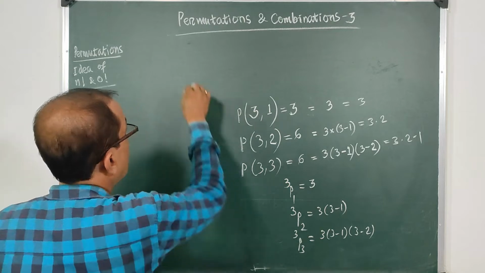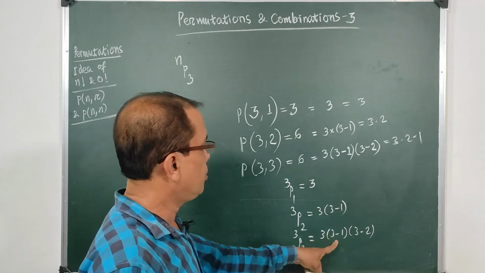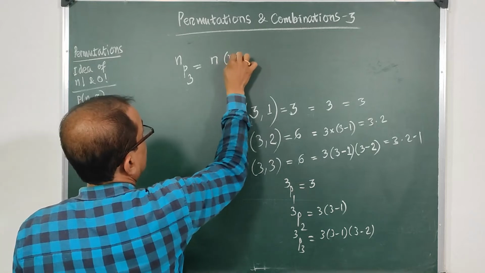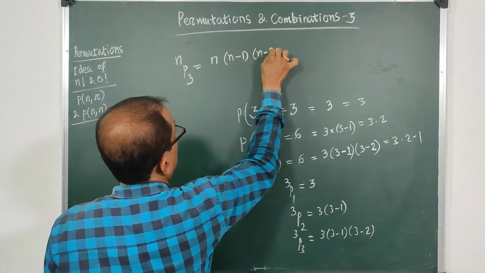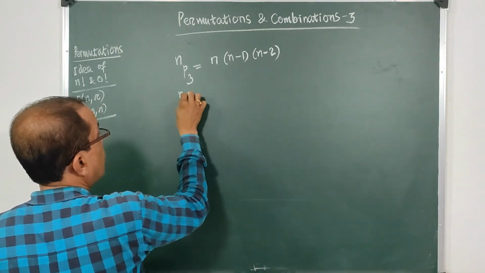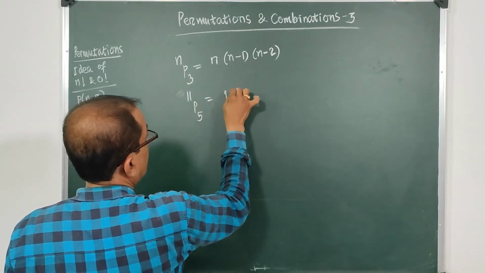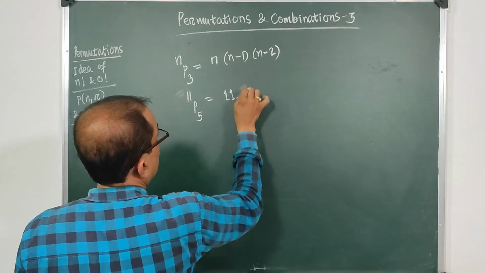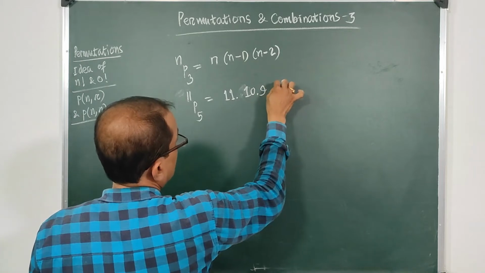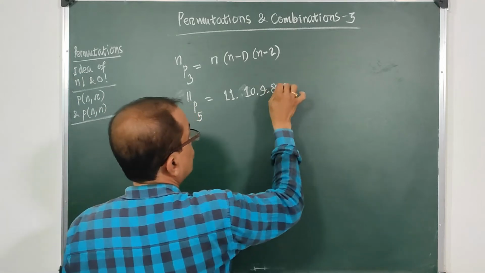Now you can say what will be nP3. If 3P3 is 3, 3 minus 1 and 3 minus 2 multiplied, then the first choice will be n, the second will be n minus 1, the third will be n minus 2. Now we got a formula. So if we are asked, say 11P5, the first choice will be 11, the second will be 11 minus 1, so 10, the third will be 11 minus 2, so 9, the fourth will be 11 minus 3, so 8, and the last one will be 11 minus 4, so 7.